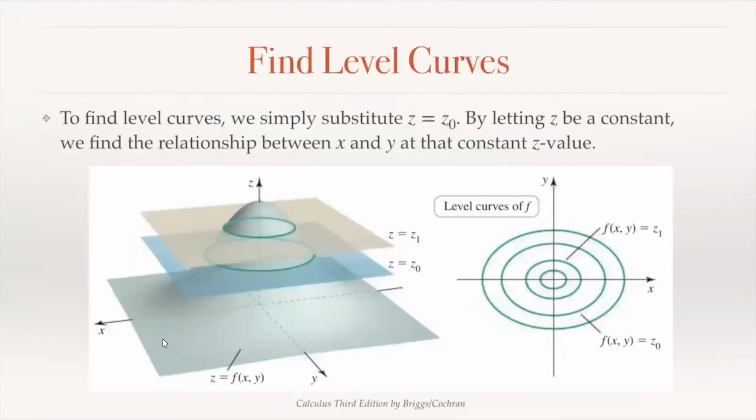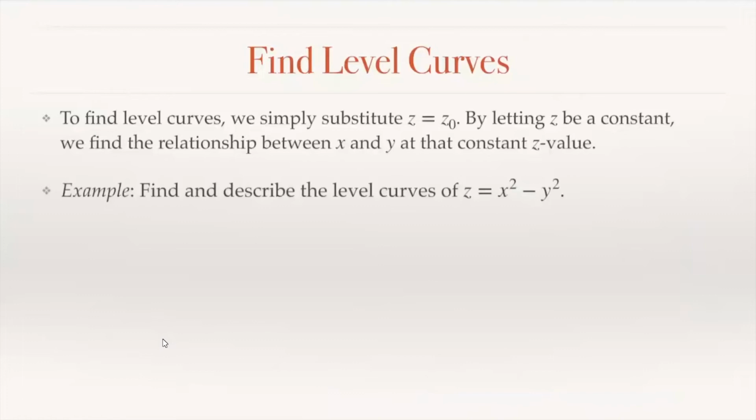So to find level curves for a particular function, we simply substitute z equals z naught, very similar to the traces. In fact, this is a trace. And letting z be constant, we find the relationship between x and y at that constant z value. So this is z equals z naught, z equals z1, for whatever those z naught and z1 are. So let's do an example. Let's find and describe the level curves of this guy.